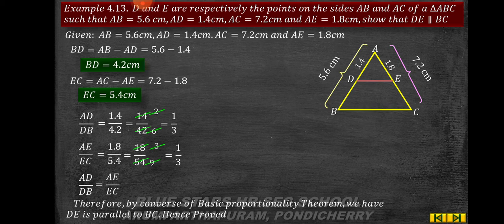Therefore, by the converse of the basic proportionality theorem, we have DE is parallel to BC. So hence it's proved.